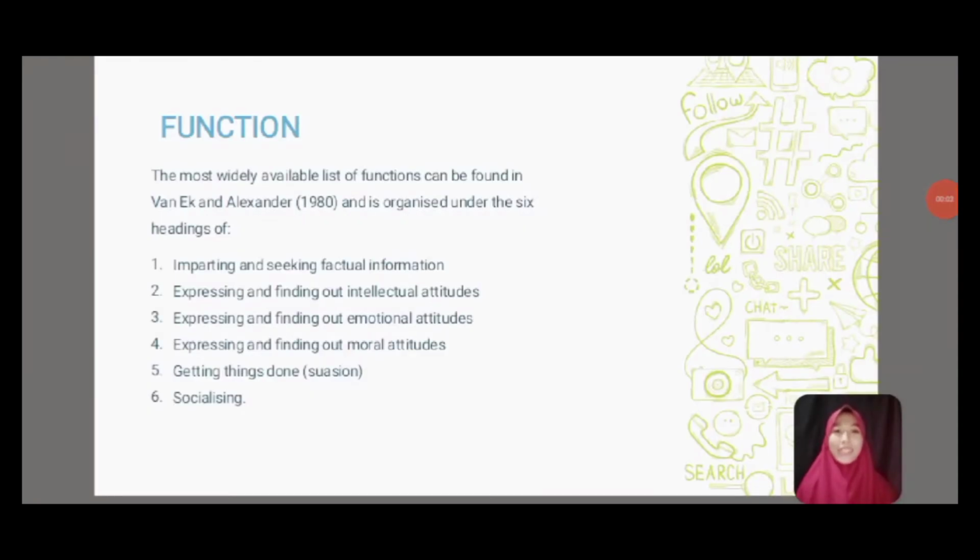Function. The most widely available list of functions can be found in Fact and Alexander 1980 and is organized under the 6 headings of. Number 1 is imparting and seeking factual information. Number 2 is expressing and finding out intellectual attitude. Number 3 is expressing and finding out emotional attitude. Number 4 is expressing and finding out moral attitude. Number 5 is getting things done or suasion. And the last, number 6, is socializing.